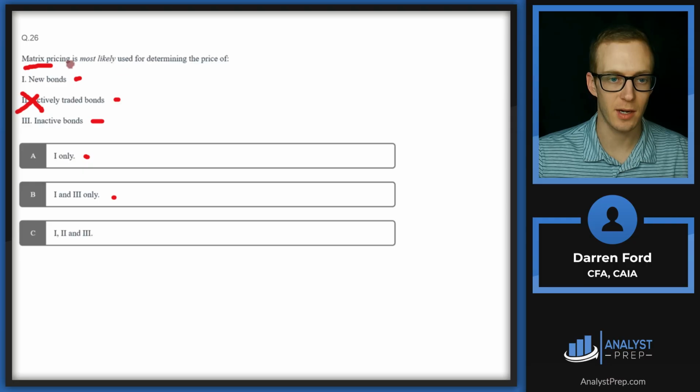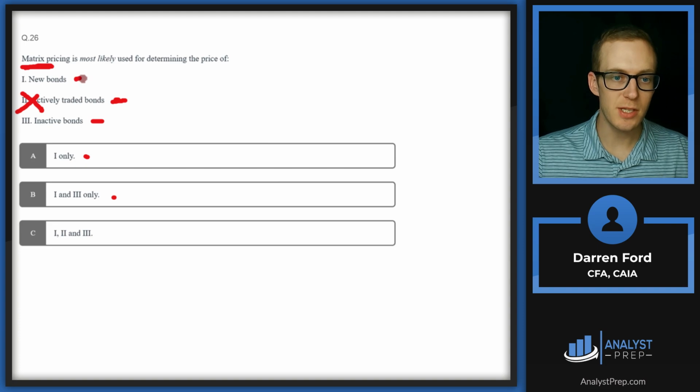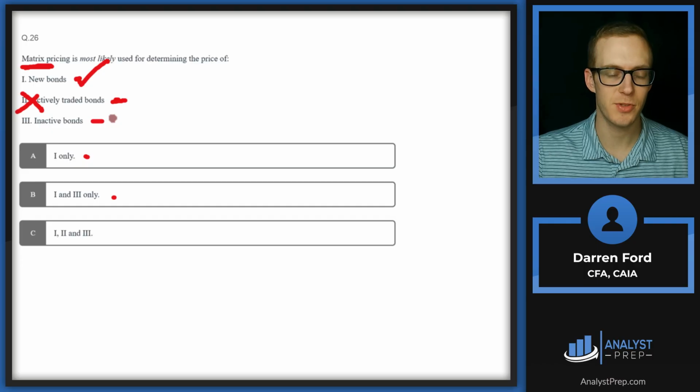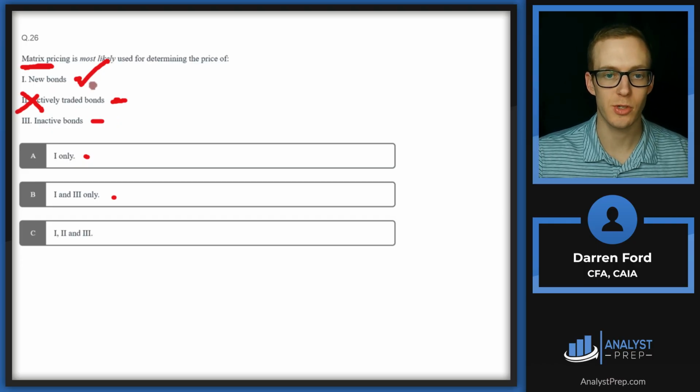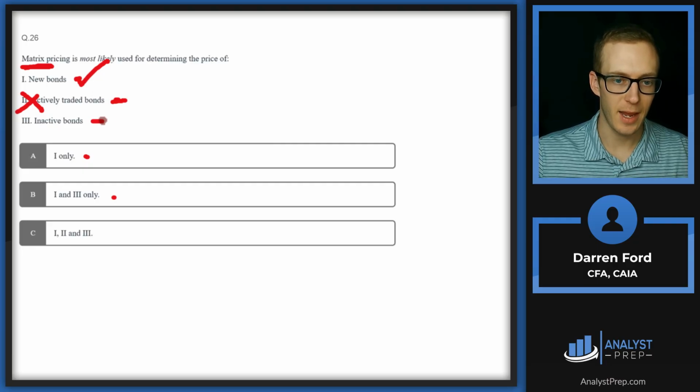Actively traded bonds are not going to need matrix pricing. You can just go look at the recent price that bond traded at to determine the pricing. You don't need to do matrix pricing to see what other bonds of different maturities and credit ratings are trading for. So this is going to be most helpful for new bonds in determining what the pricing of that new bond should be, since it obviously hasn't traded yet. So you would want to look at other bonds with similar credit risk and maturity to determine that pricing. And this would also apply to inactively traded bonds. So we're going to go with answer B here. This will be used for 1 and 3.